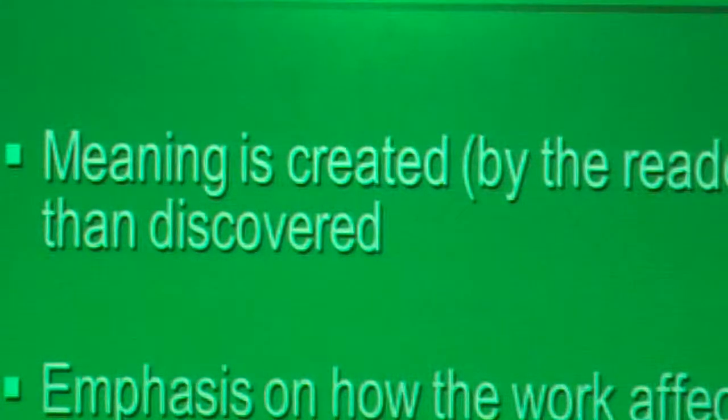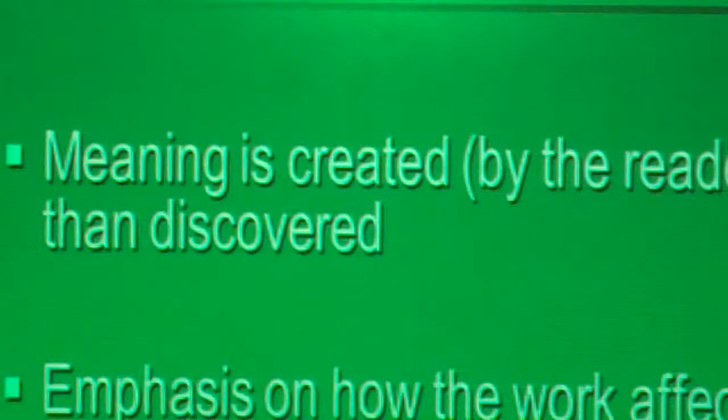Okay, and the second one, emphasis on how the work affects the reader. What is the influence? Phrase by phrase, clause by clause, sentence by sentence. Right now, would you think about a few of the literary devices that authors use that might have that kind of influence on you as an individual? And just jot down one or two.